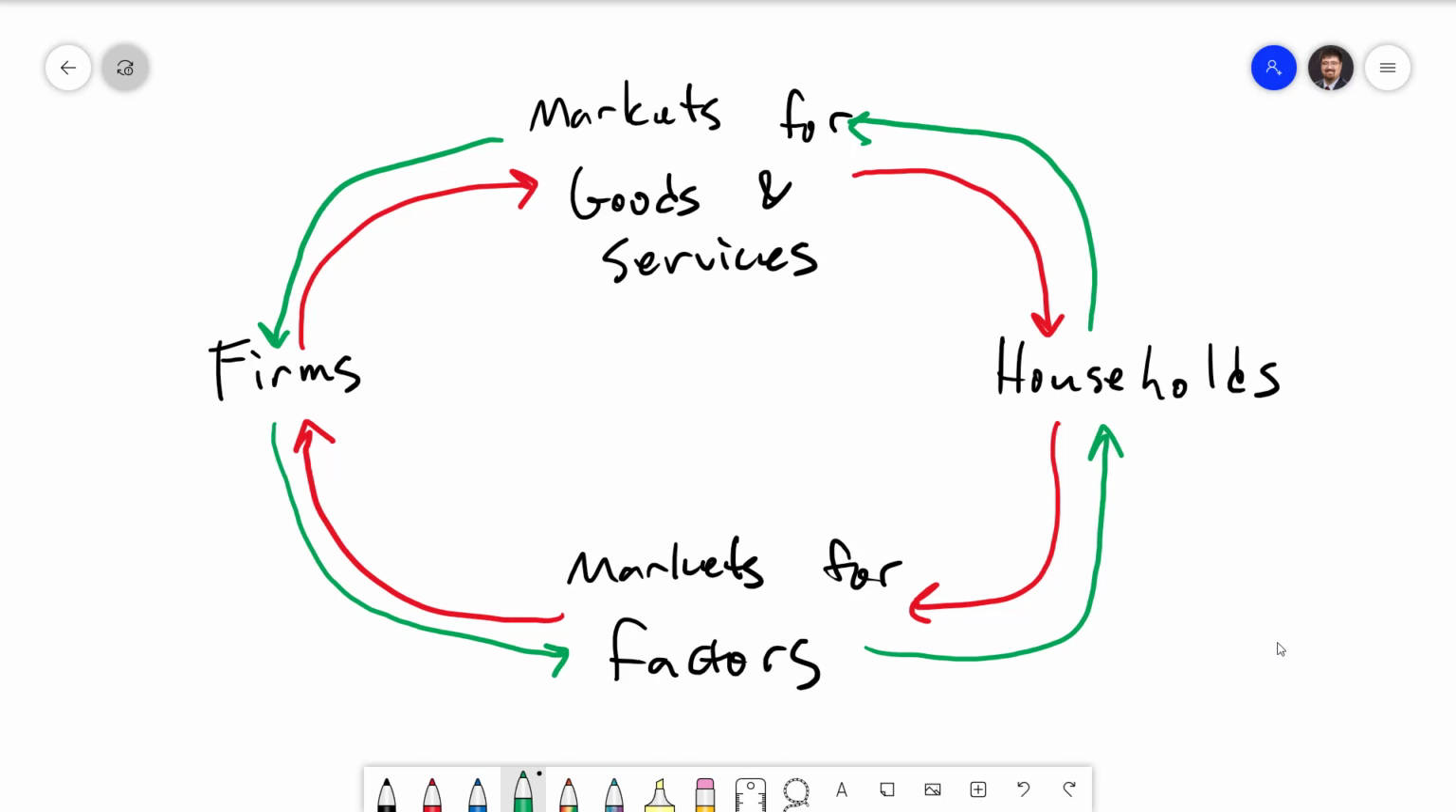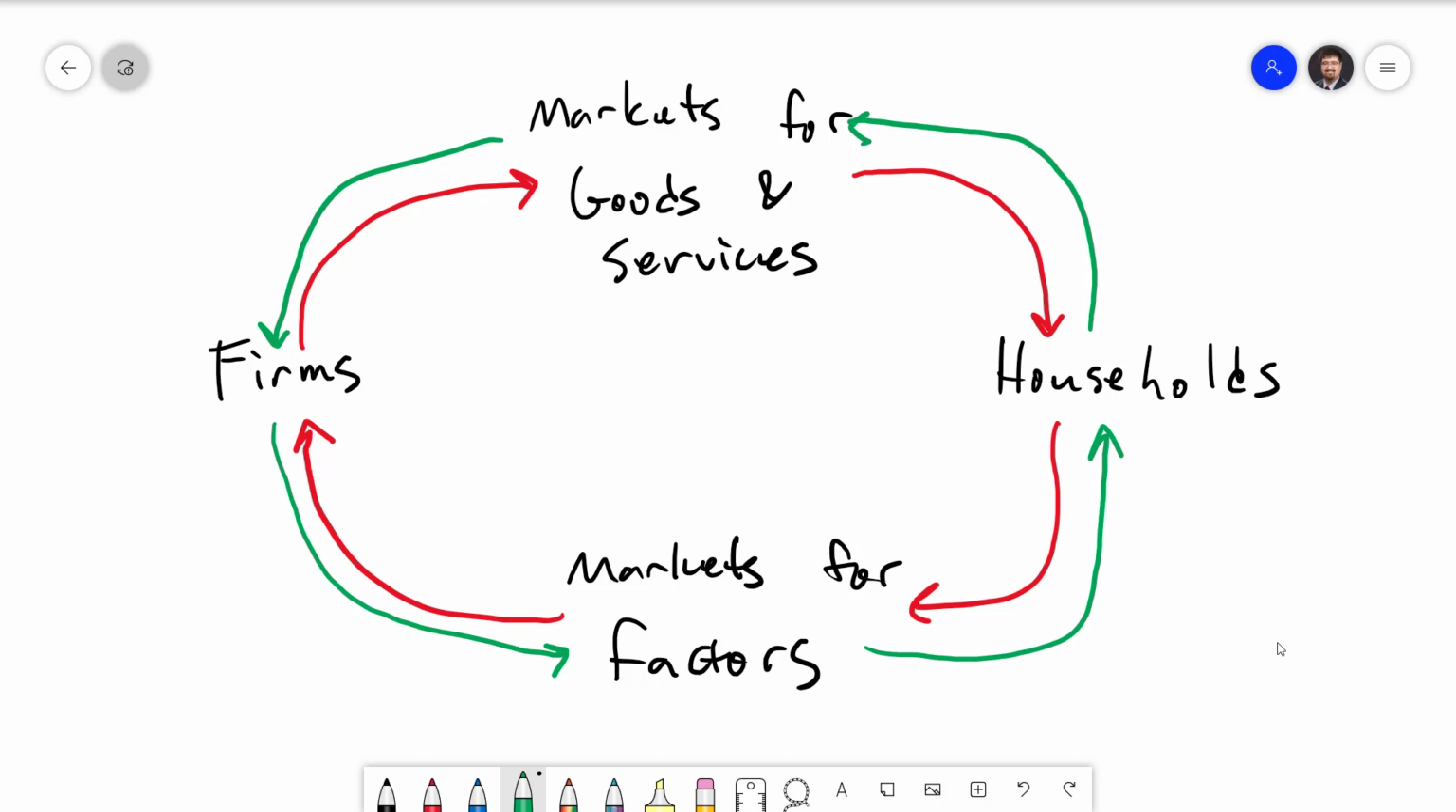The firm had to produce it. And in order to produce it, they needed to use factors of production, namely labor. They needed to hire a person to make the cup of coffee for you. And they did that by going to the market for factors of production, in this case the labor market, and hiring a person. That person is a member of a household. And so you can see how money flows in a circular way from households to firms and back to households, and inputs and outputs flow the other direction.